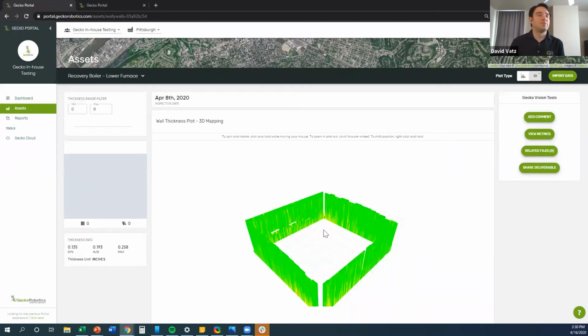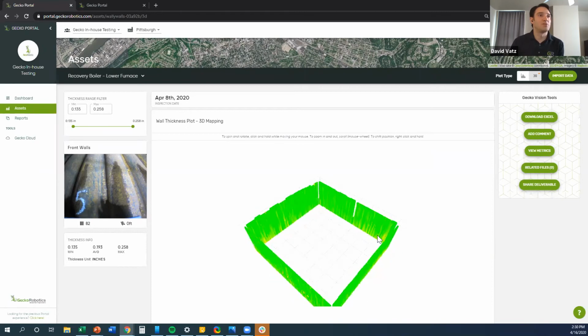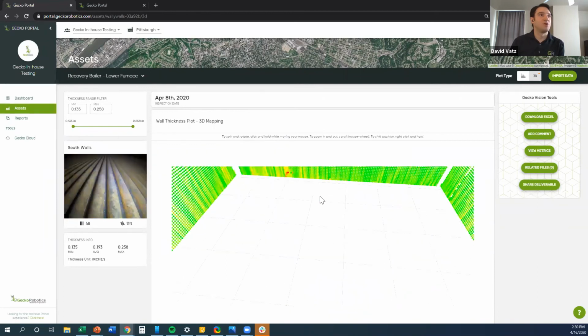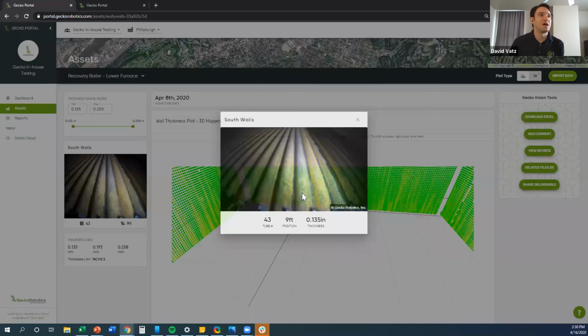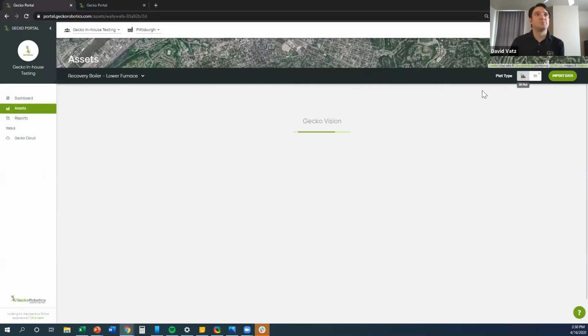This is the 3D view of it. So you can see what we have is a 3D version of the recovery boiler furnace. You can zoom in, jump around it. We can also zoom in on a specific area if we want. So we can see just this low reading right here, tube 43, position 9. We can see the exact thickness at that area, and also the elevation of it, 9 feet, and a picture of it. I'll jump to the 2D view here as well.